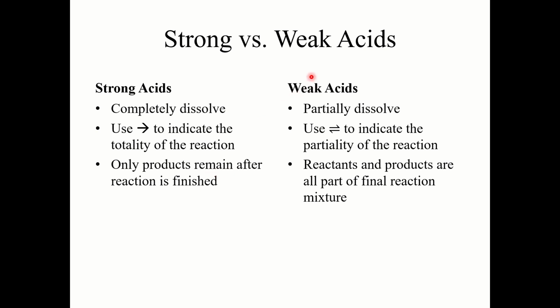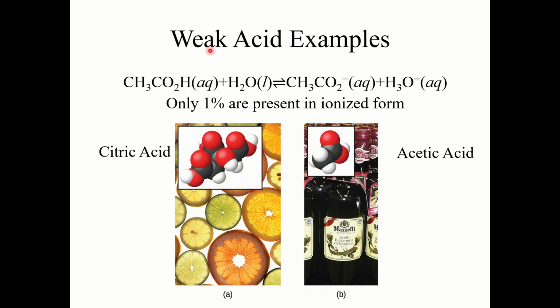Weak acids are acids that only partially dissolve. So we use these double-headed arrows to indicate the partiality of the reaction. So with weak acids, there are both reactants and products in the final reaction mixture. Okay, so let's look at an example here.